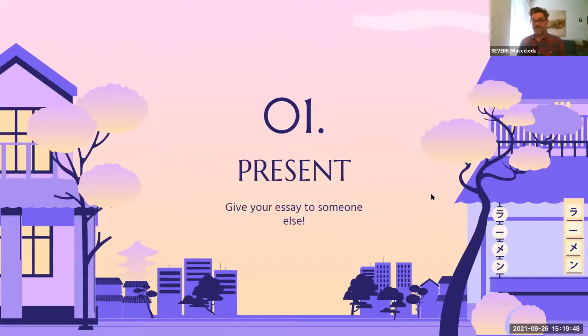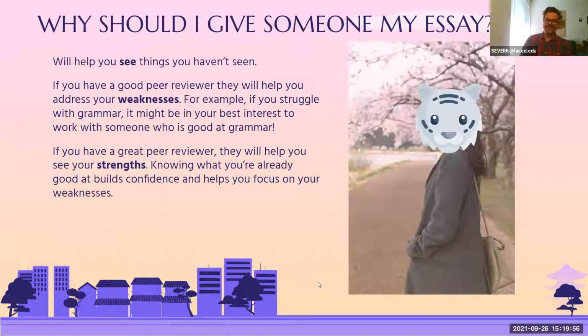Chapter 1, present. And this means present your essay to someone else. Give it to someone new. What this does is it helps you see things that you would not see on your own. Someone else has different eyes than you do, different ways of processing things. They'll help you understand your weaknesses. And if you get a really good reader, they'll help reinforce your strengths. They'll say, hey, I know I pointed out some things that you need to work on, but you're also doing this other stuff really well.